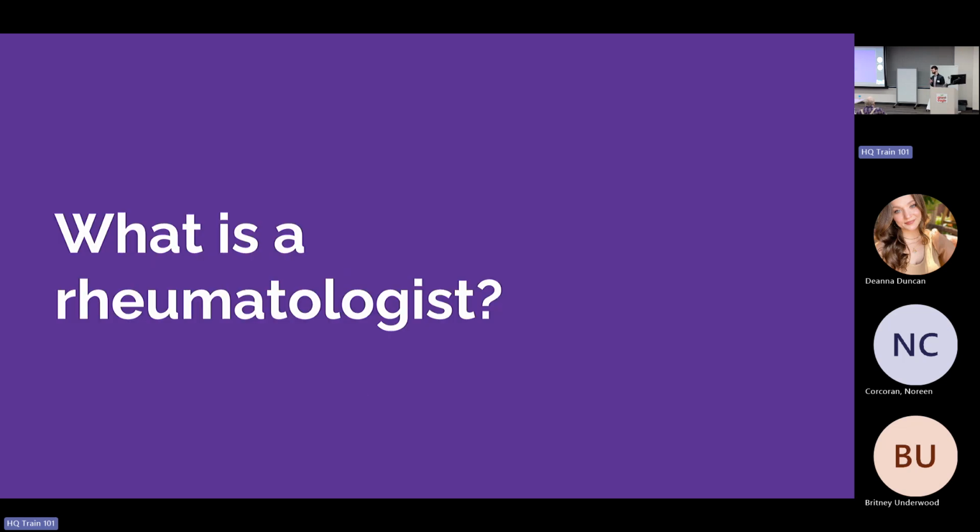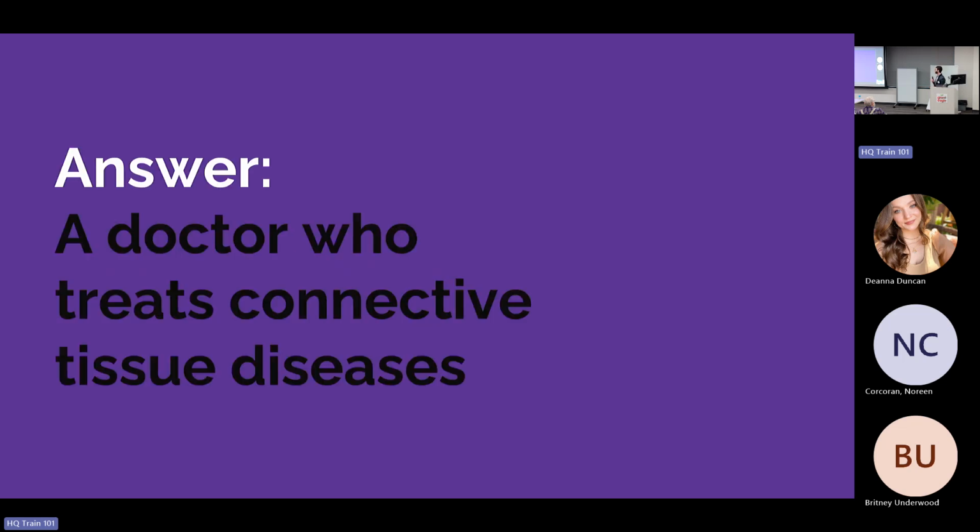So then what's a rheumatologist? Cardiologist, oh, cardio, that means heart. Pulmonologist, pulm, that means lung. What's rheum? It means river in Greek. It doesn't really mean anything. But we're a doctor who treats connective tissue diseases, and connective tissue covers our entire body, including our joints, but not just our joints.